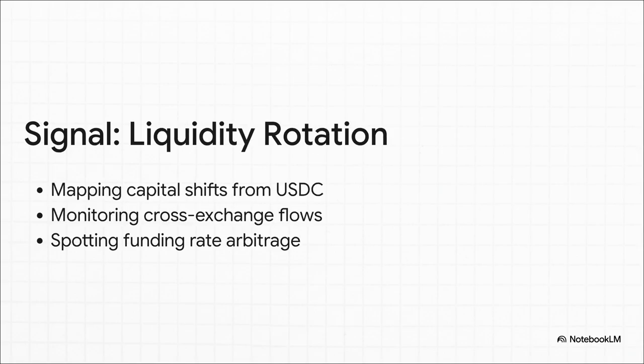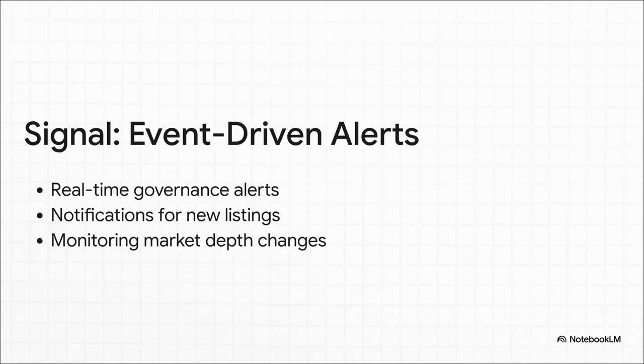The next big signal is liquidity rotation. This is super interesting. As USDH launches, you can literally watch on-chain as capital starts shifting out of USDC and into USDH. You can see if money is flowing away from competing platforms like DYDX or GMX and pouring into Hyperliquid. This movement of capital shows you where real conviction is building, often way before the price starts to reflect it.